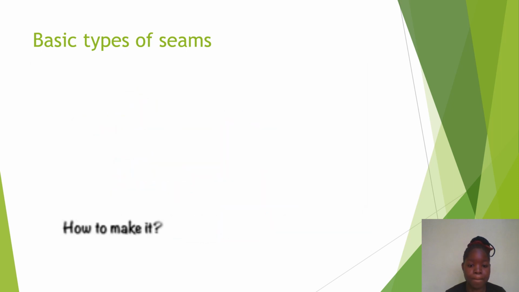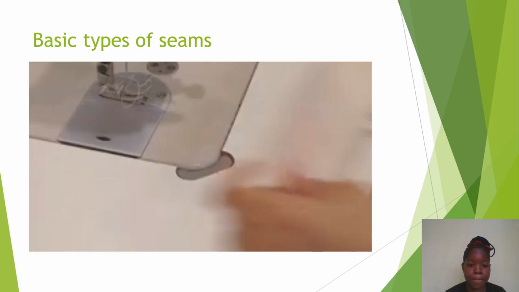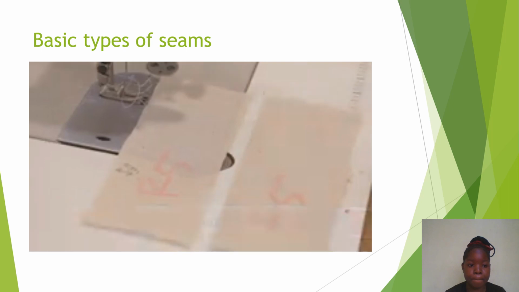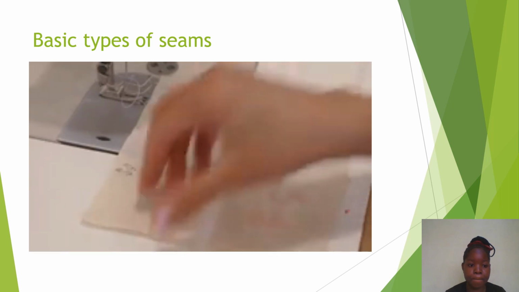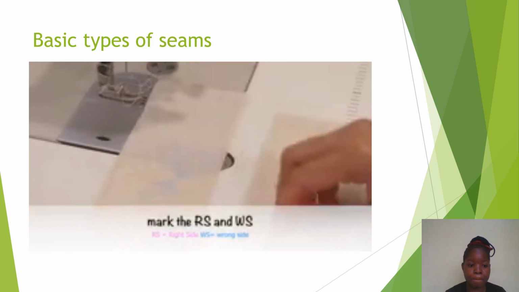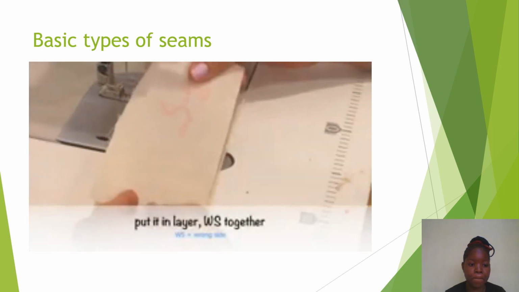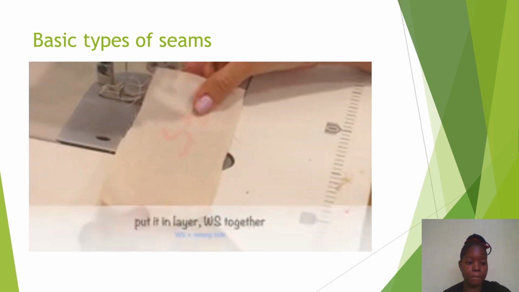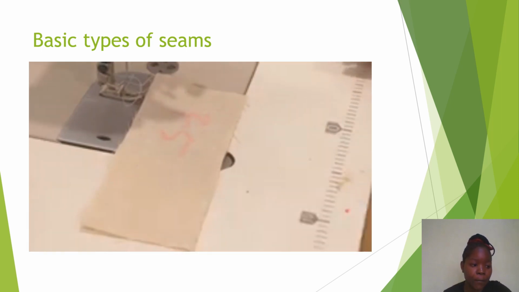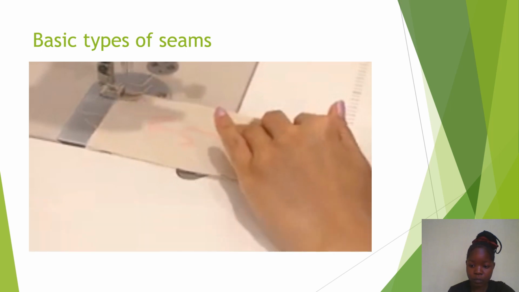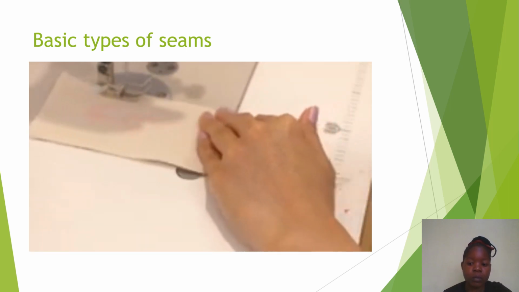How to make it. Prepare 2 pieces of fabric. Mark the right side and wrong side. Put them in layers wrong side together. Sew both fabrics with ½ cm seam allowance.